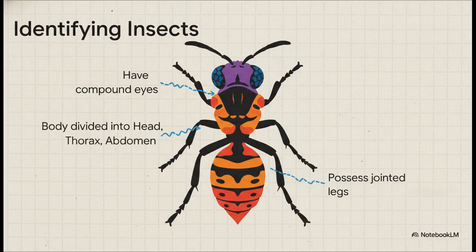Now, if the exam zeroes in on invertebrates, there is a very high chance they're going to ask about the absolute largest group, insects. If a question asks you to identify insect characteristics, you must remember this exact checklist. An insect's body is always divided into 3 distinct parts: the head, the thorax, and the abdomen. They possess jointed legs, and they have those incredibly complex compound eyes. If a creature doesn't have these specific traits, it might be just a bug to you and me, but scientifically, it's not classified as an insect.